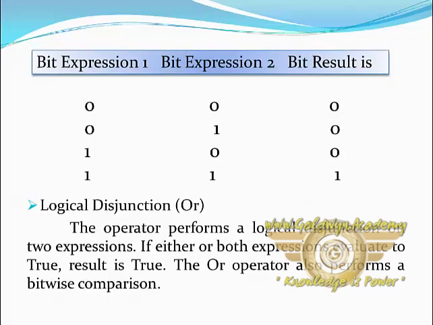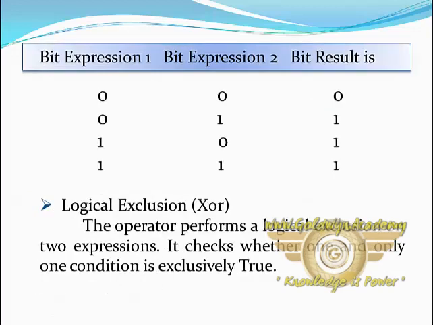Logical disjunction. The operator performs a logical disjunction on two expressions. If either or both expressions evaluate true, the result is true. The OR operator also performs a bitwise comparison. Here, if the value of either expression is true or both are true, then the result is true, otherwise false. Logical exclusion (XOR). The operator performs a logical exclusion on two expressions.